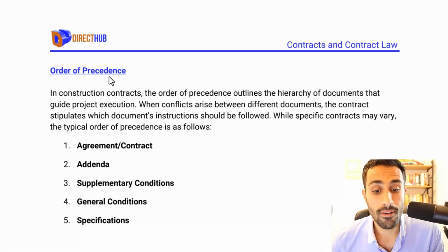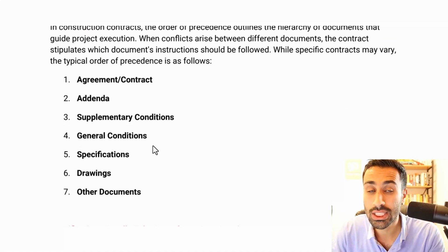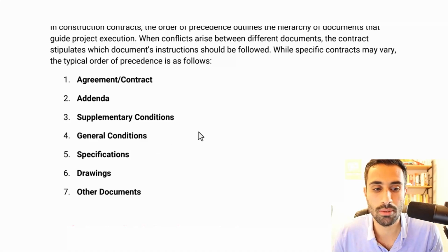So when conflicts arise between different documents, the contract stipulates which document's instruction should be followed. While specific contracts may vary, the typical order of precedence is as follows. This is general, typical, but we know each contract might be different, but in general, this is the case. Keep in mind, each contract might be different depending on the specific circumstance.